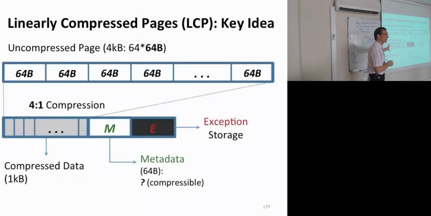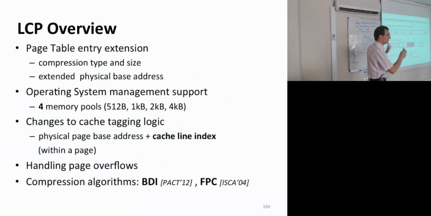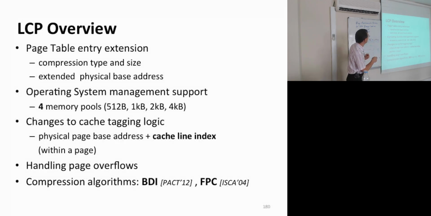I don't think I need to give a lot more detail, but there are a bunch of issues with it that we solve. Basically, we need to have extensions to the page table, compression type and size. There needs to be an extended physical base address. There needs to be support in the operating system. We have 4 memory pools for different page sizes. There need to be changes to the cache tagging logic to solve the problem that I described, which I'll not go into. You need to handle page overflows.